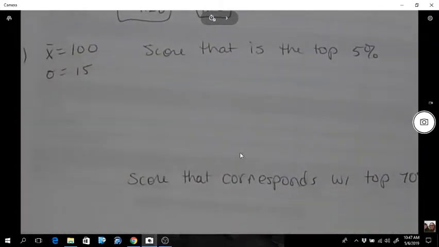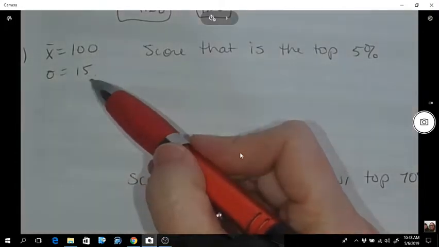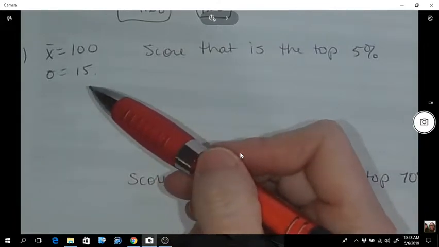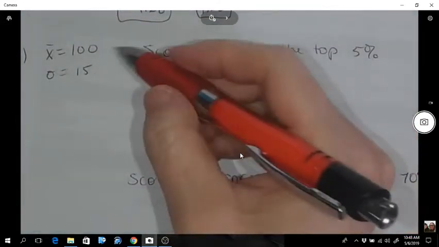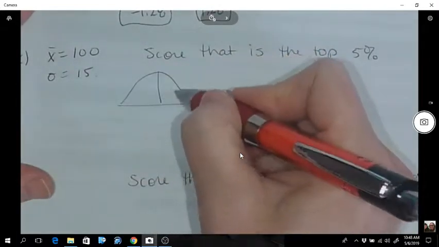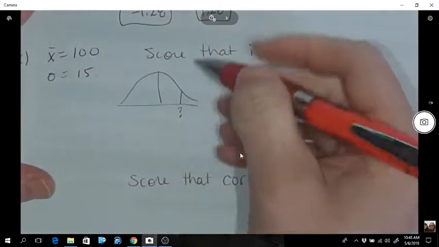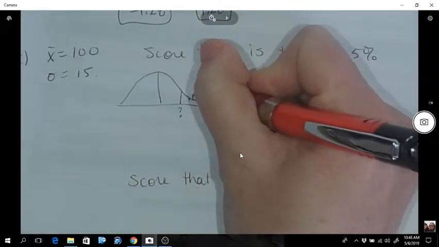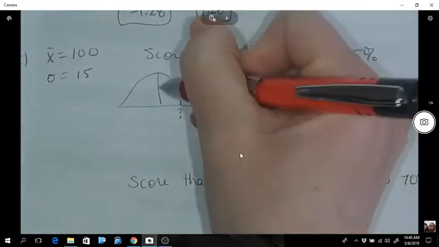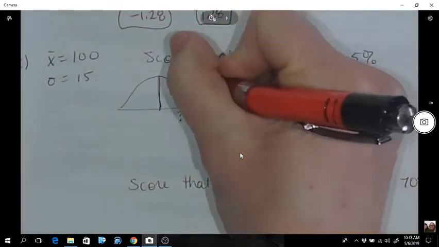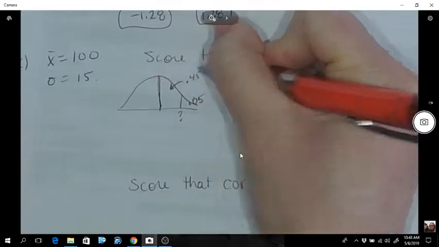Okay. This time I'm not standard. I don't have the 0 as a mean and a standard deviation of 1. So we're going to find a score that's the top 5%. Okay. So I want to know what score is going to be the top 5%. So what am I going to be looking up? I'm going to look up a 0.45.